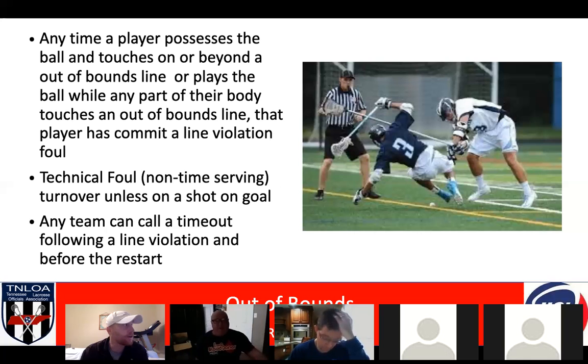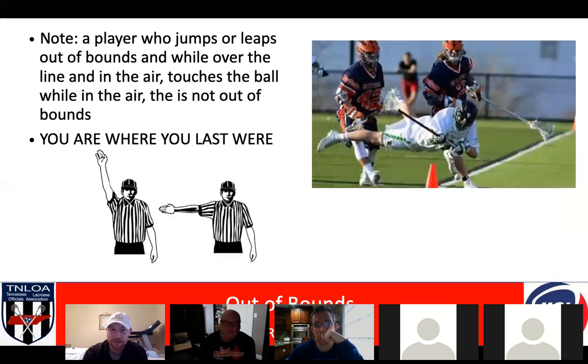If you look at that picture, it's a great example of phenomenal positioning. That face-off official is right there, ready to call that out of bounds. Out of bounds calls are where we're going to make good money. We're going to sell calls. We're going to be loud, demonstrative, and as concise as possible when making an out of bounds line violation call. Any line violation, we must be in the right position to make these calls.